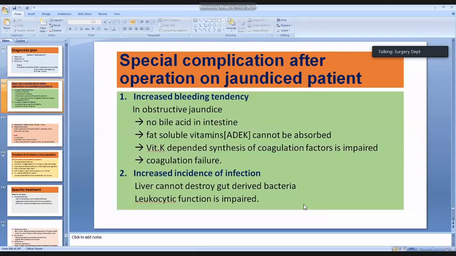the fat soluble vitamins A, D, E, K. So A, D, E, K cannot be absorbed from the terminal ileum. So there will be deficiency of vitamin K. So vitamin K dependent synthesis of the coagulation factor is impaired, and so there will be coagulation failure, and there is increased tendency of bleeding. Could you understand?